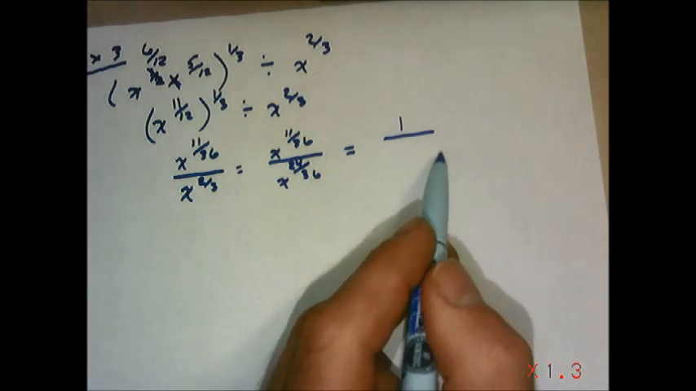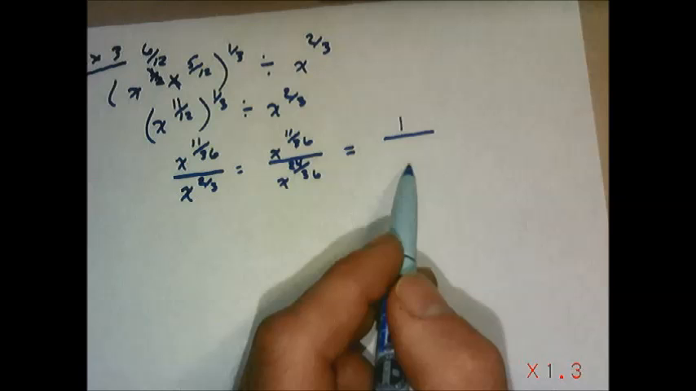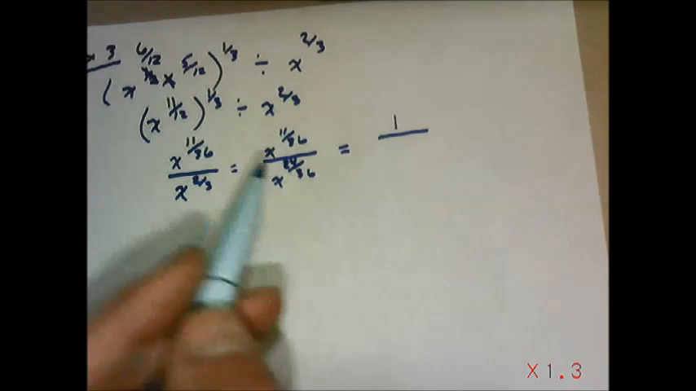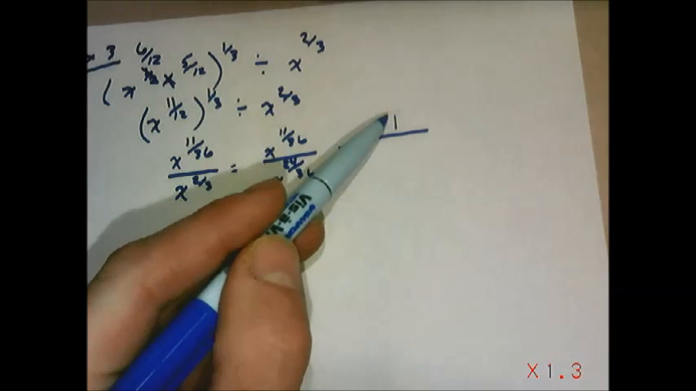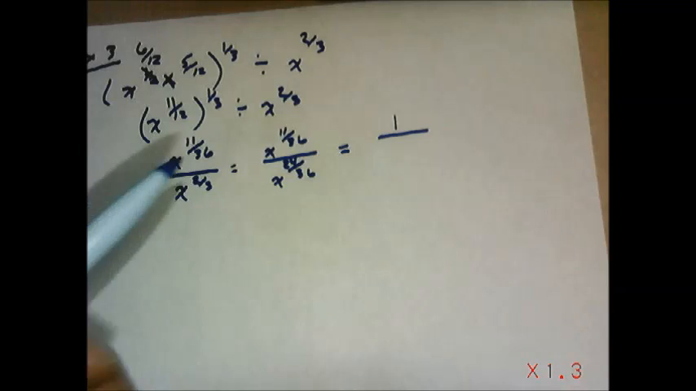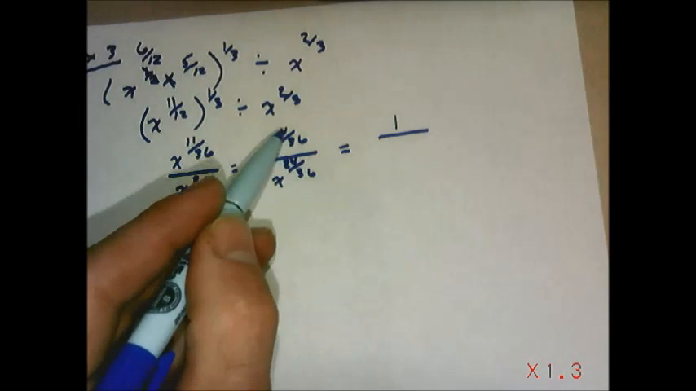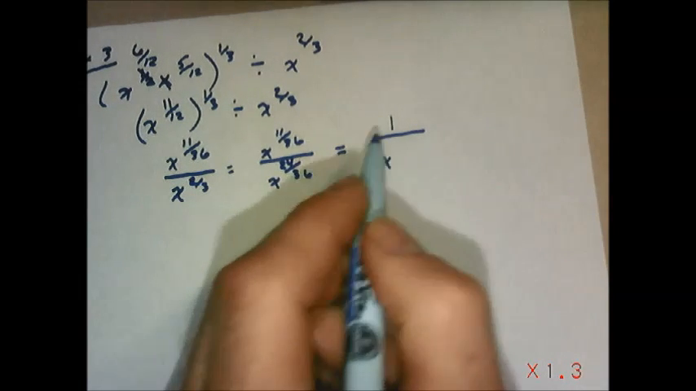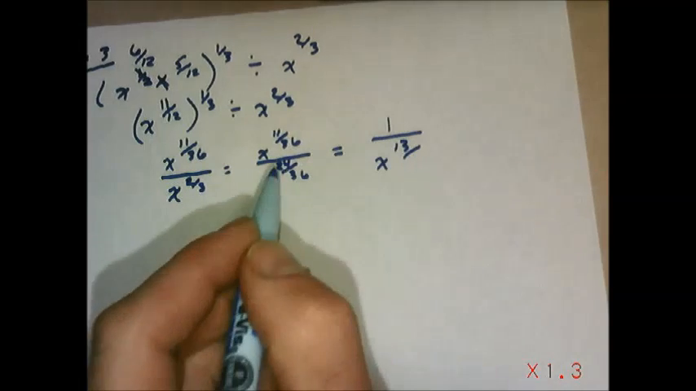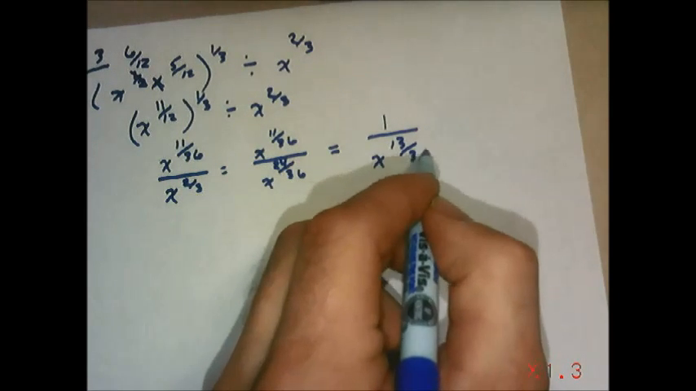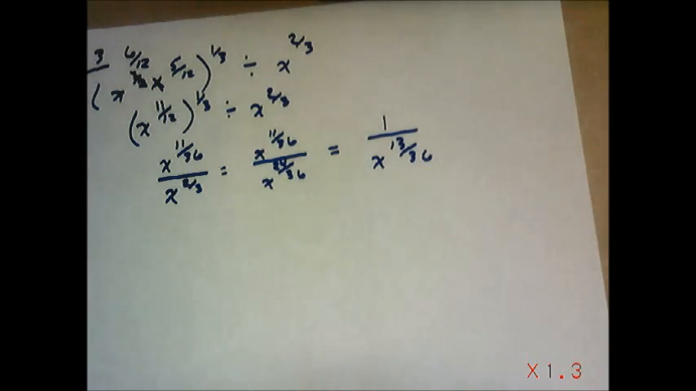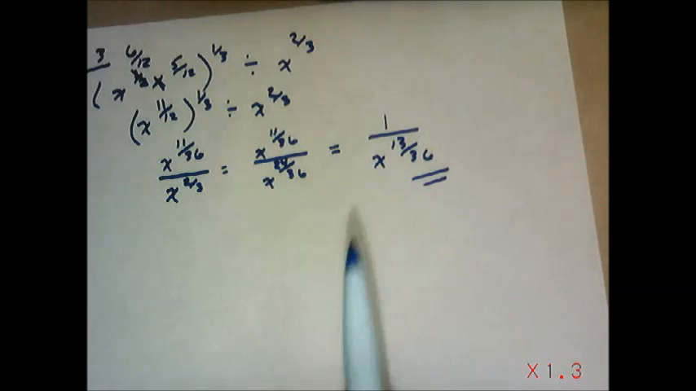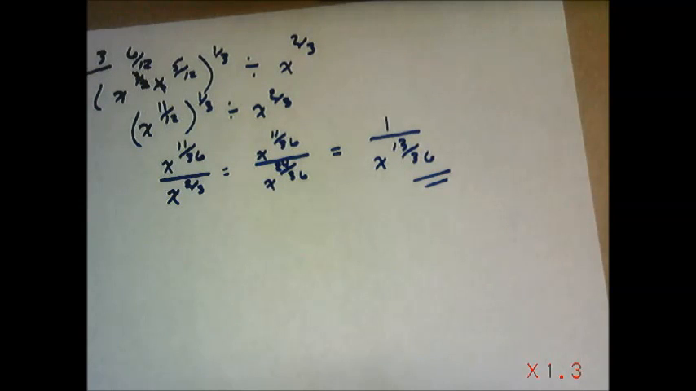Since my answer, or my term, is going to be on the bottom of my fraction, I'm going to put a 1 in the numerator's place to hold its value. And we're going to take 24 minus 11, which gives us 13, and our denominator is going to stay the same. So our final answer is 1 over x to the 13/36.